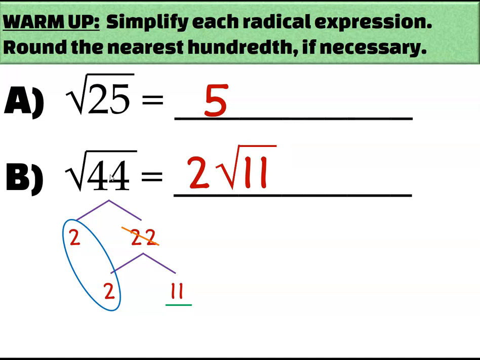I had a pair of 2s, so I took the 2 outside. And I had a lonely 11, one that didn't have a partner, so it had to stay inside. 2 root 11 is the exact simplification of the square root of 44. You can also give a decimal approximation by just typing it into your calculator. Your calculator would tell you that the square root of 44 simplifies to about 6.63.